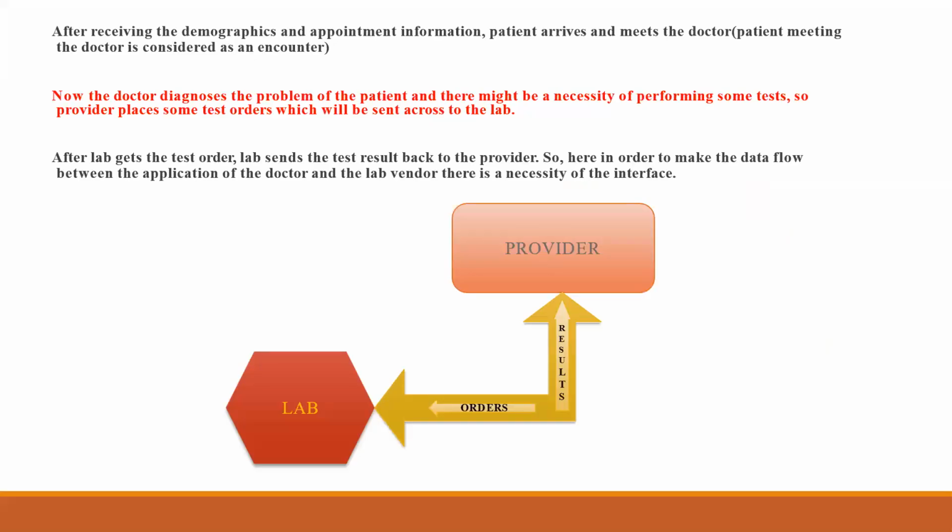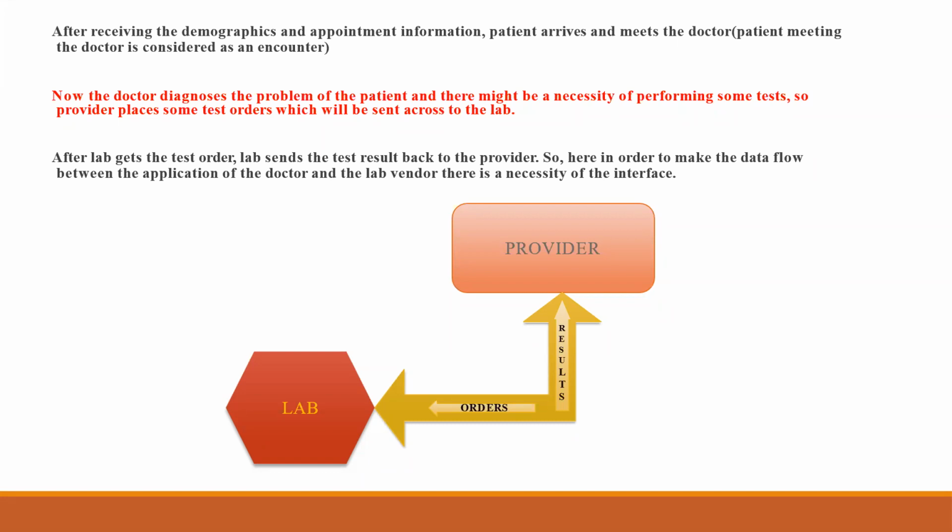Then the patient will meet the doctor. He will discuss with the doctor about his problem and all. And if the doctor is able to determine the issue just by looking at the patient's symptoms and all, well and good. If he is unable to do that, then he will place a lab order, and this lab order information will flow from the EHR application to the lab application in electronic form, right? And lab results will be sent back to the EHR system.